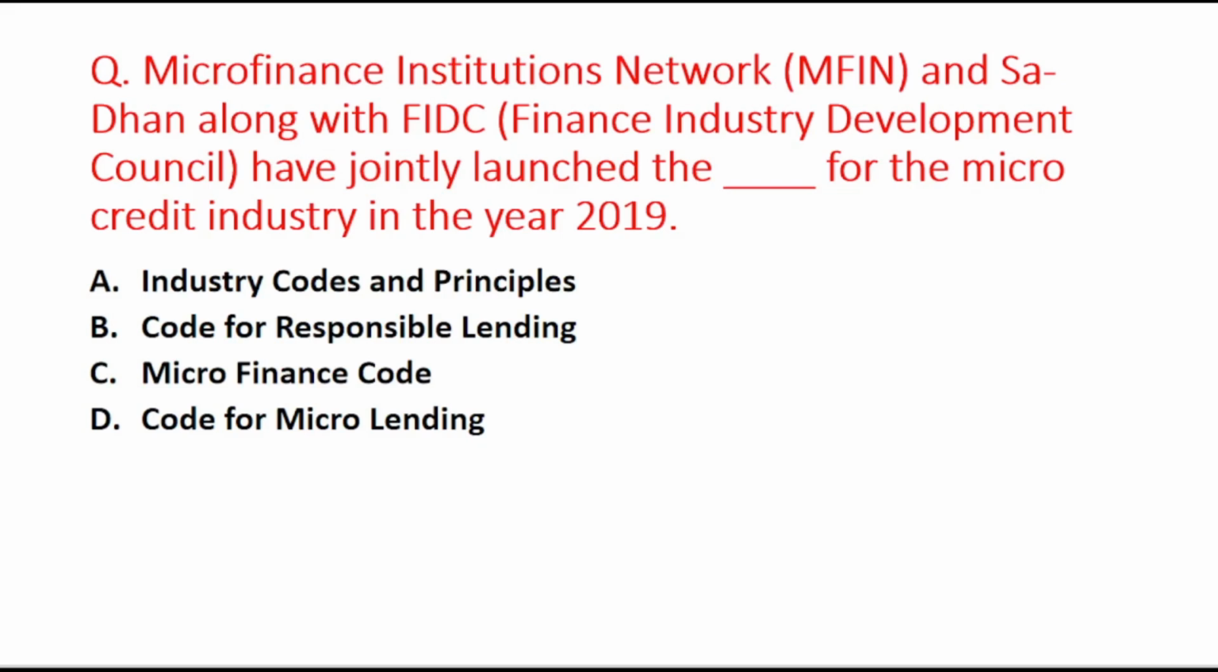Next question is, Microfinance Institution Network and Sadhan along with FIDC have jointly launched the blank for the microcredit industry in the year 2019. Your A option is Industry Codes and Principles, B option is Code for Responsible Lending, C option is Microfinance Code, and the last option is Code for Micro Lending. Right answer is the option B, that is Code for Responsible Lending.